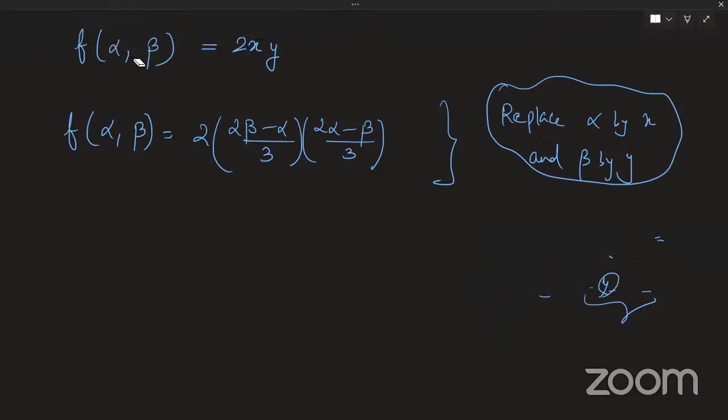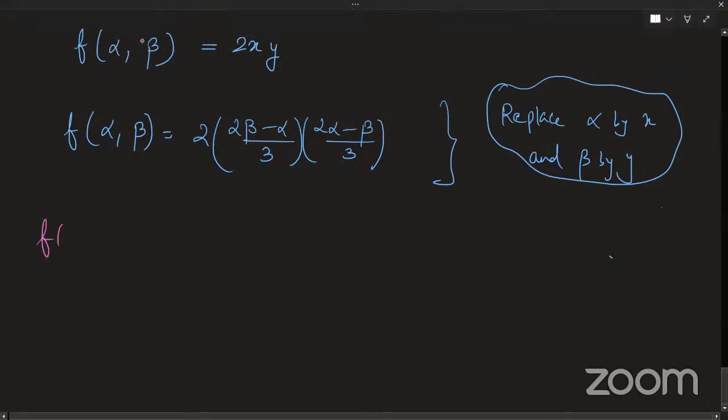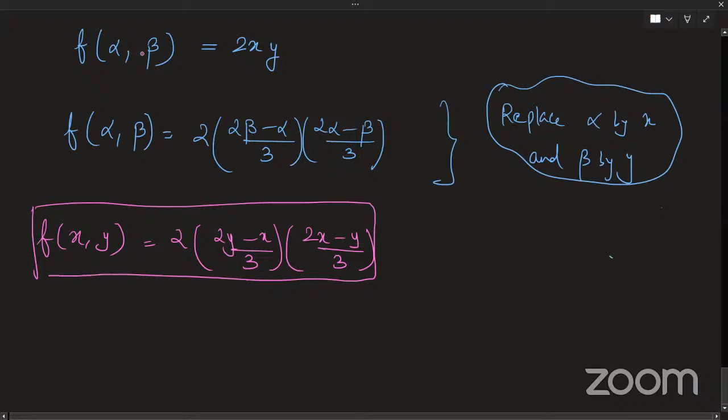I have got my function in terms of alpha and beta. I have got my equation in terms of alpha and beta. I am asking you कि इसी को x और y में कन्वर्ट कर दो. कैसे करोगे? अल्फा, जहां जहां भी अल्फा दिखेगा उसकी जगह x रख दो, एंड वेर एवर यू सी बीटा उसकी जगह y रख दो. सो इट इज 2 टाइम्स 2y minus x by 3, okay, multiplied by 2x minus y by 3. ठीक है?